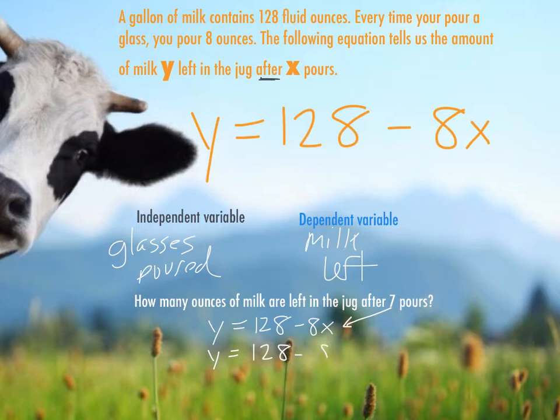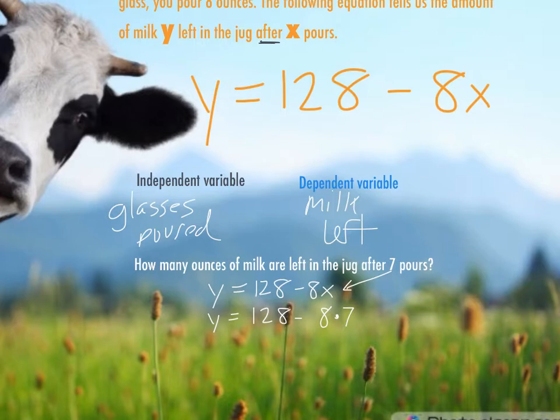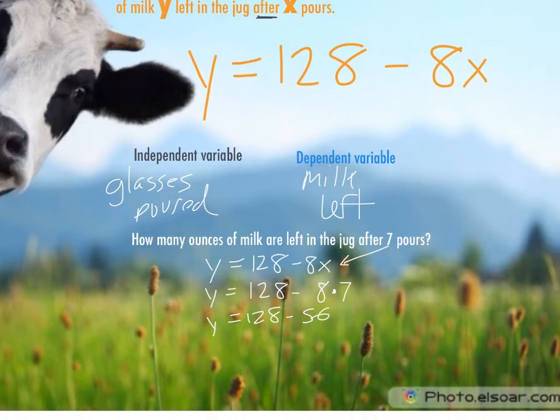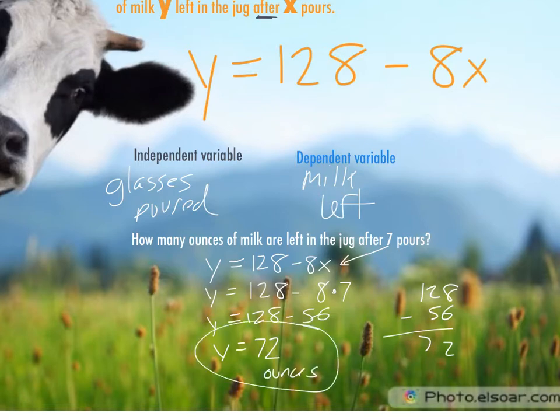Okay, now order of operations says I've got to do that part first. So what is 8 times 7? 56. All right, and then if you do 128 minus 56, you end up with 72, and that's ounces left over.